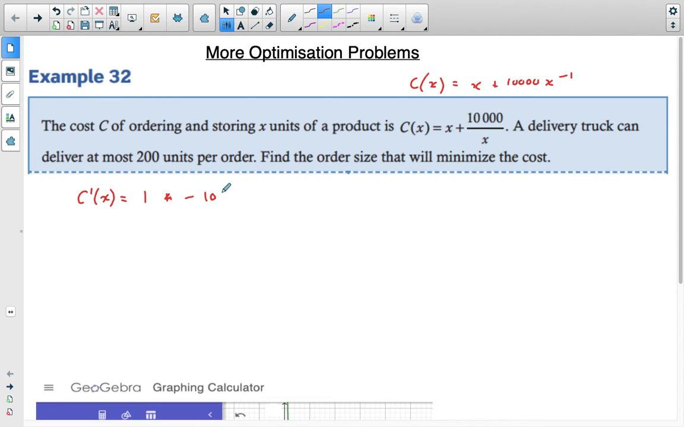So it's minus 10,000 x to the negative 2.